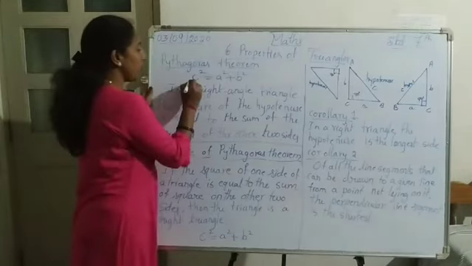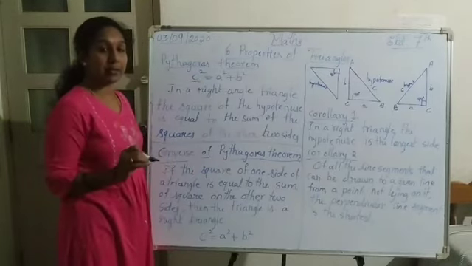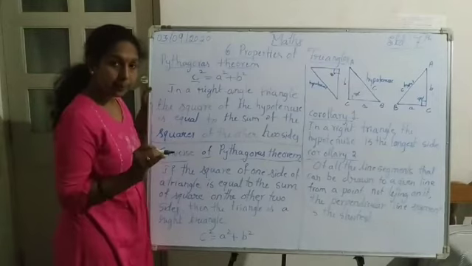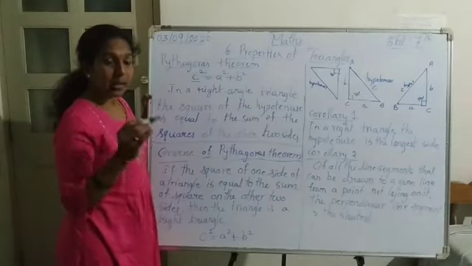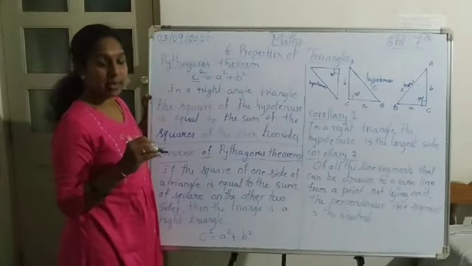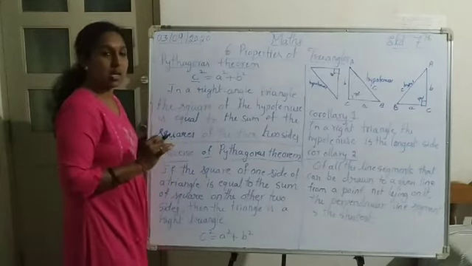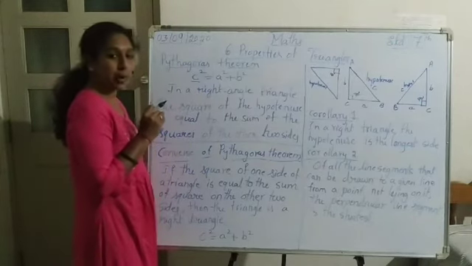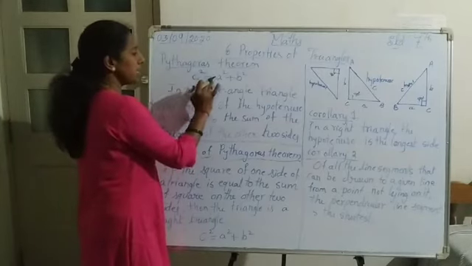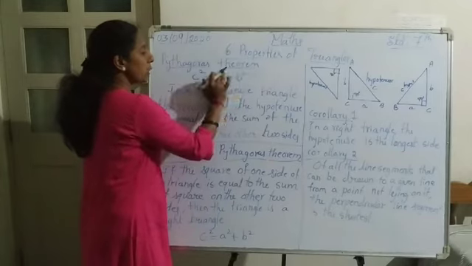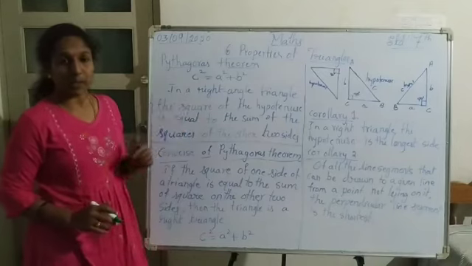Here the important thing is you have to identify exactly the right angle and then identify the hypotenuse. The squares of the remaining two sides, their sum will be equal to the square of the hypotenuse. If you are able to identify the hypotenuse, then it will be very easy. So this is called the Pythagoras theorem.